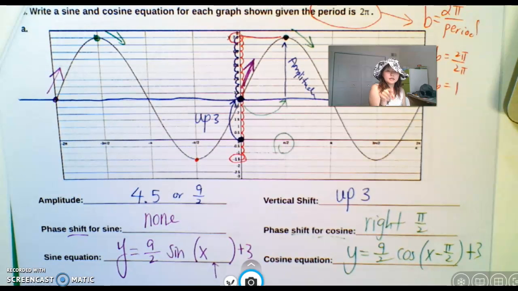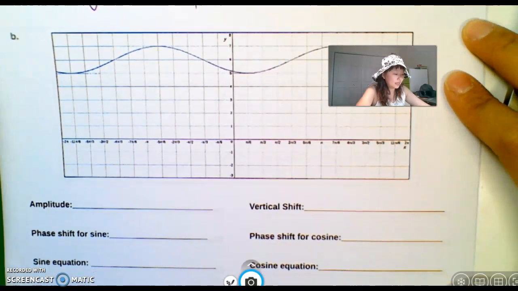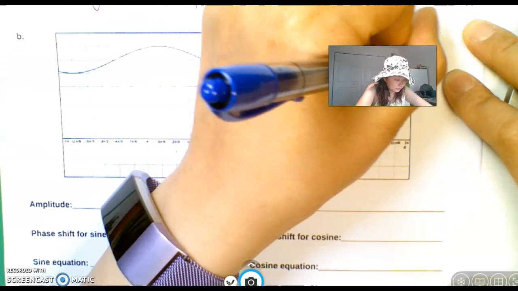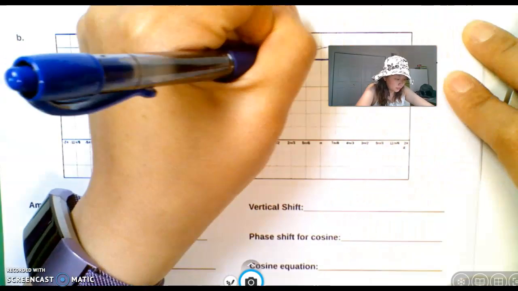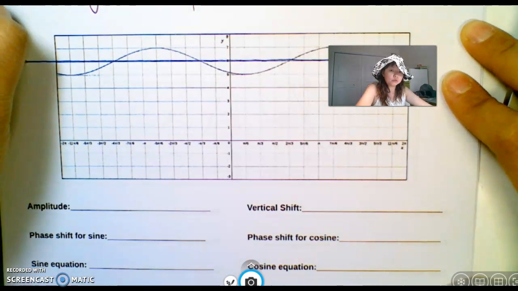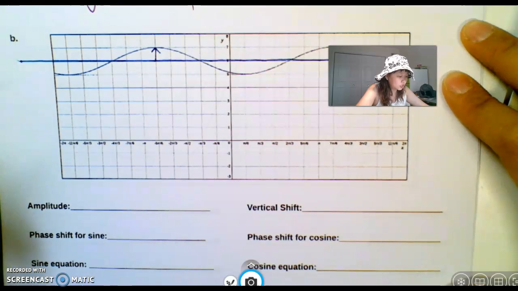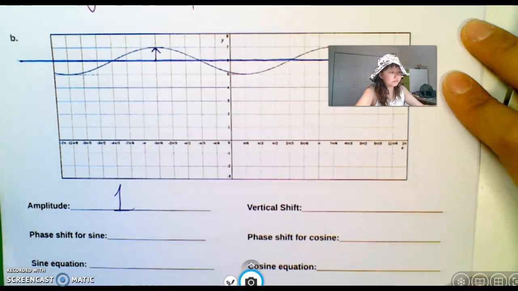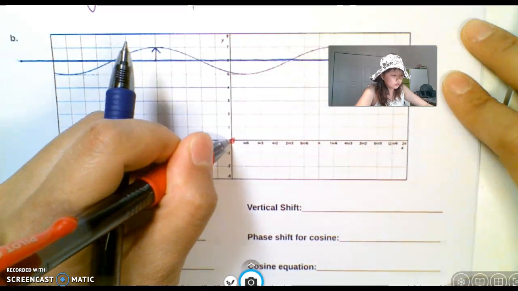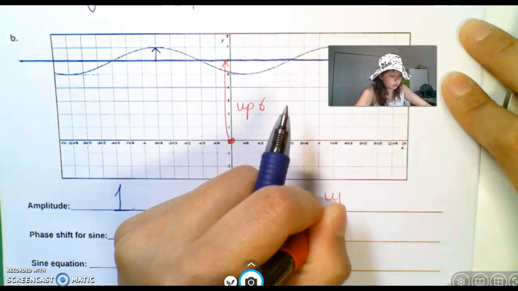Pause and think. Then move on. Let me do B. Where is the middle? I feel like I don't need to count this. I can see where the middle is this time. Ta-da! Amplitude from middle to the maximum point, 1. Vertical shift is from the x-axis to the middle line. It went up 6.